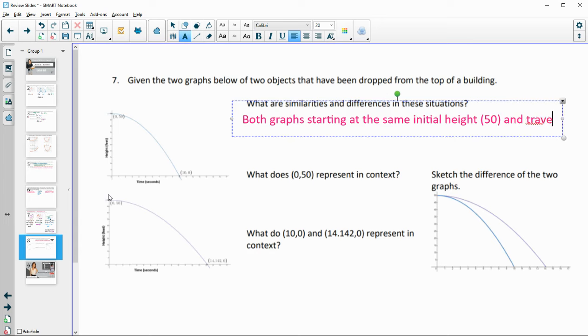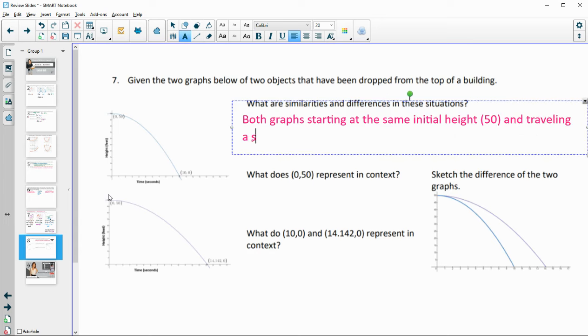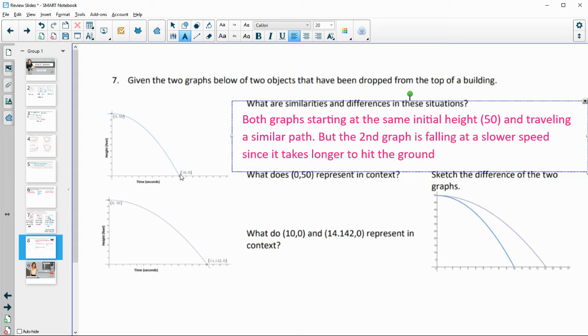And they are traveling a similar path. It looks like they're descending in a similar fashion. Like one isn't just going diagonally straight down. They've got a little bit of a curve down. But then some differences. The second graph is falling at a slower speed since it takes longer to hit the ground. So we can see where they hit the ground. This first graph hits the ground after 10 seconds. The second graph hits the ground after 14 seconds.